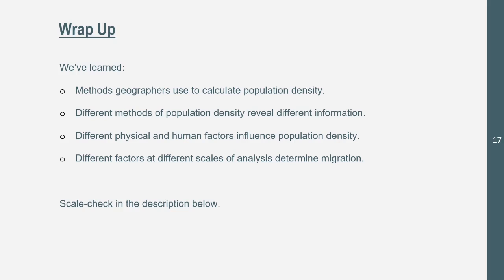Wrap up. We've learned methods geographers use to calculate population density. Arithmetic, physiological, agricultural. Different methods of population density reveal different information. We learned different physical and human factors influence population density, and that different factors at different scales of analysis determine migration. There's a scale check in the description below, a doc file that you can use. It's 5 questions, and you can determine how well you know the material.